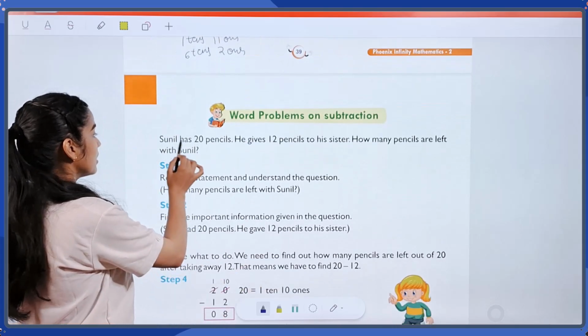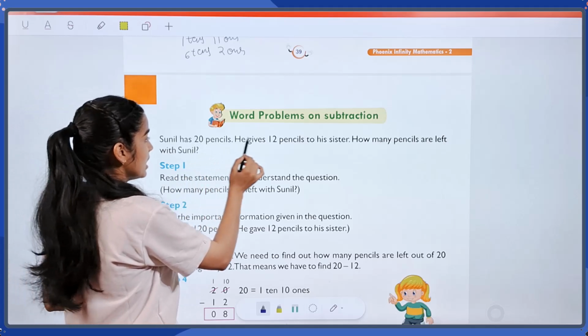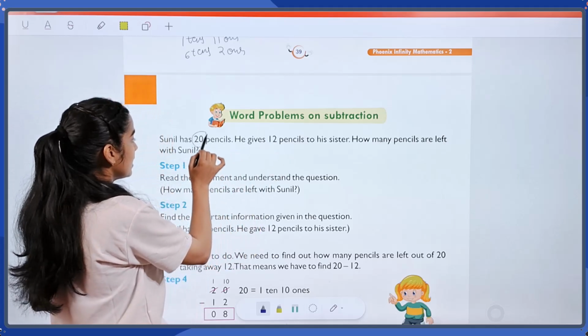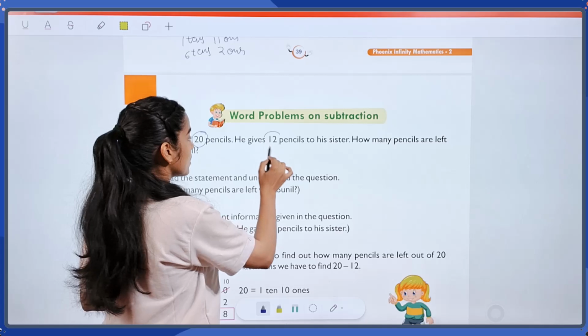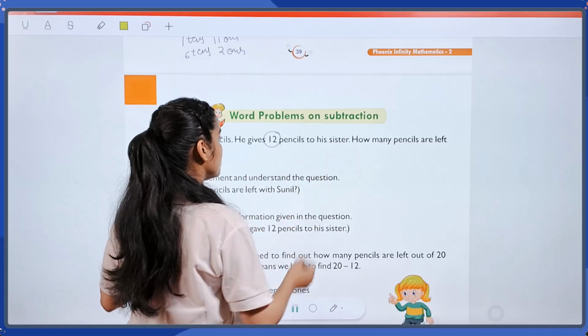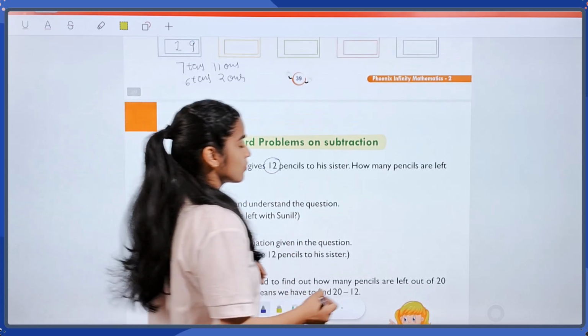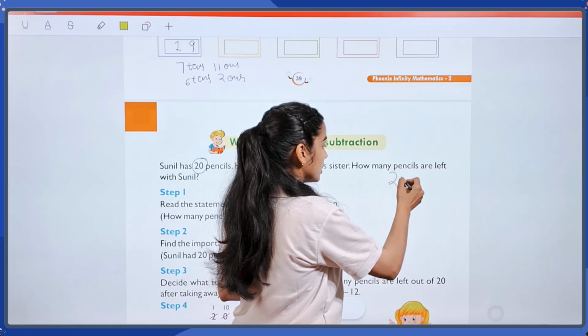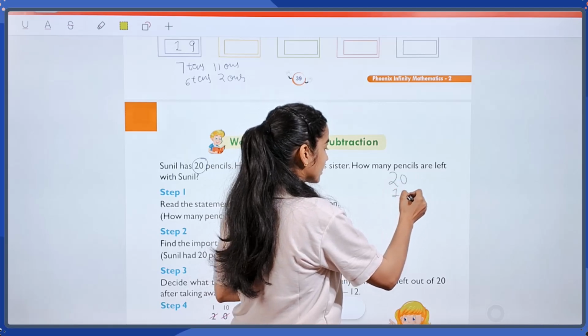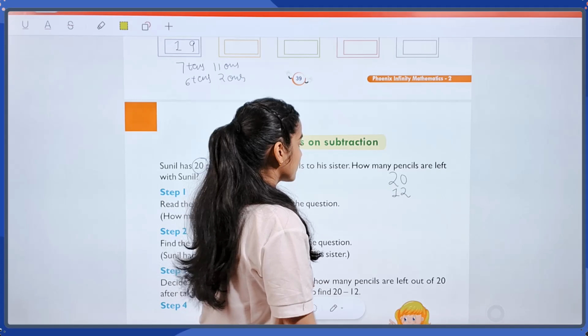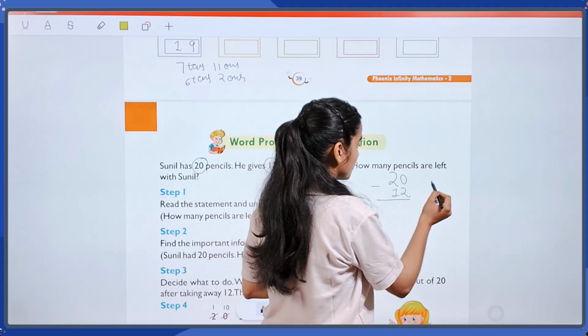So Sunil has 20 pencils. He gives 12 pencils to his sister. How many pencils are left with Sunil? So what you have to do is subtract 12 from 20, which means now how can you write it?